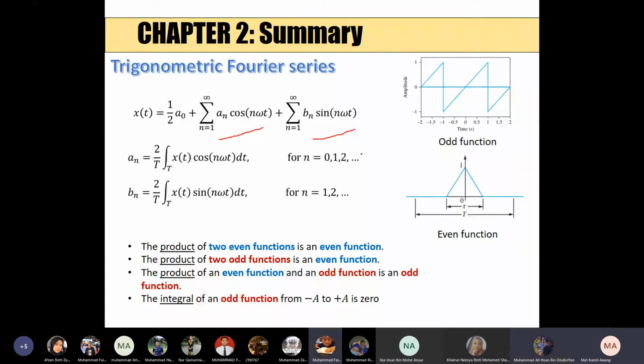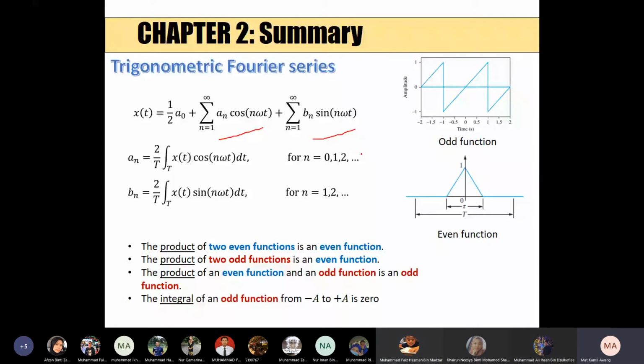Oh, so it depends on the graph, right? Yes, it depends on the function. If the graph can do both, odd and even, that one you have to do the shifting, if the question asks you to shift, like the example just now.